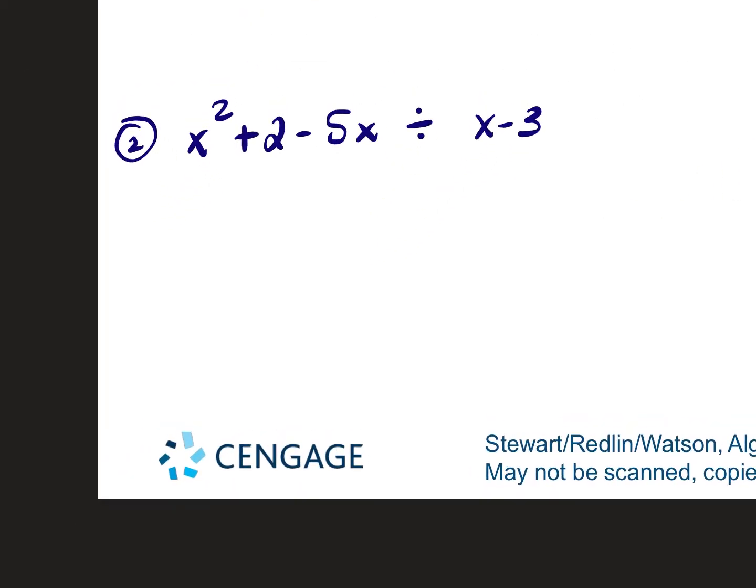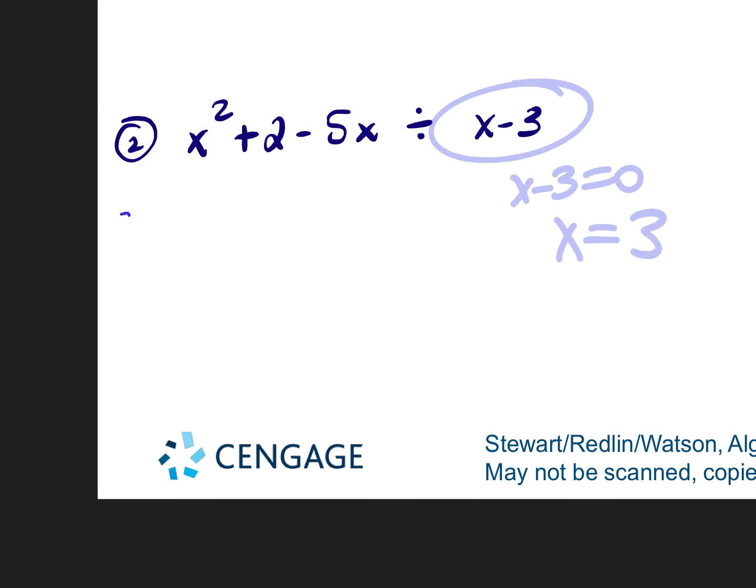Tell me the process. What do I do first? I have to set this equal to what? Okay. So x minus 3 equals 0. So x equals positive 3. So we're going to put positive 3 over here in the corner. And then I'm going to write out the coefficients of my variables. What number is in front of x squared? There's a 1. What's the coefficient in front of x? Negative 5.